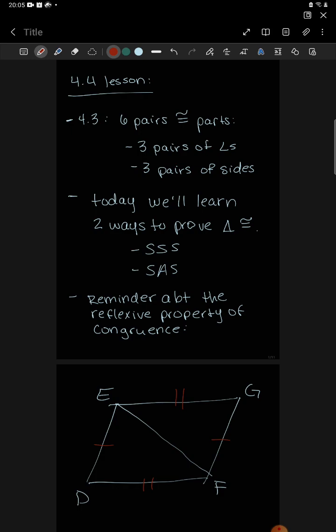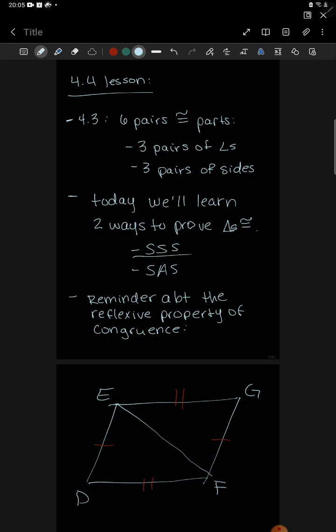It says that in lesson 4.3, you prove triangles congruent by showing that all 6 pairs of corresponding parts were congruent. That's 3 pairs of angles and 3 pairs of sides. So all 6 pairs of corresponding parts are congruent. Today we're going to learn 2 new ways to prove triangles congruent. This only involves 3 parts.